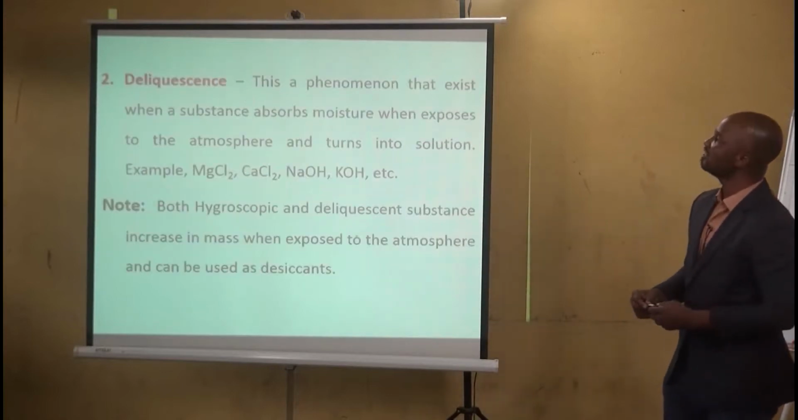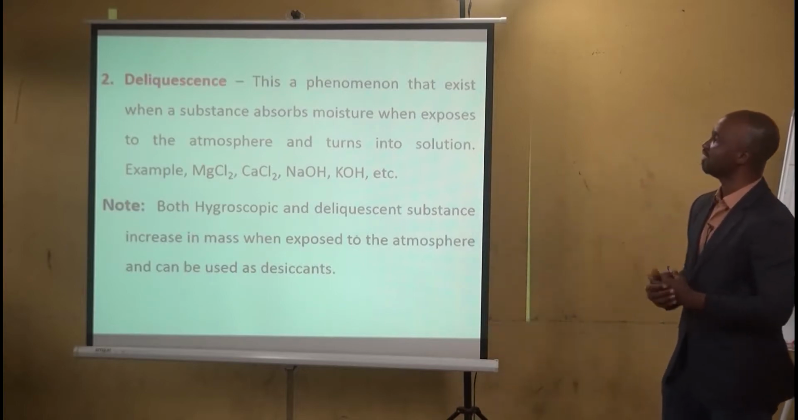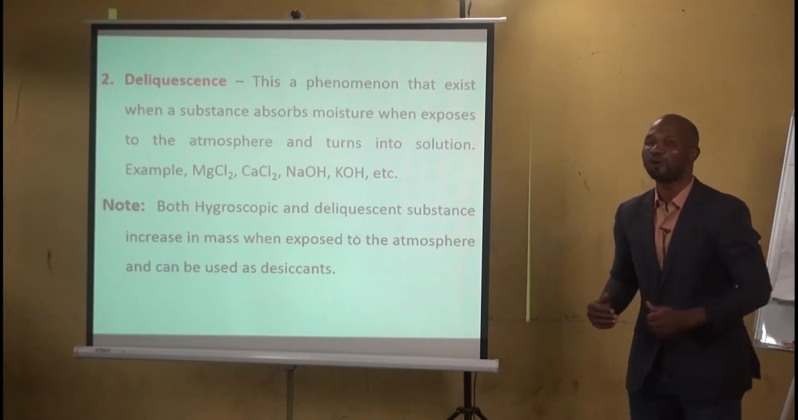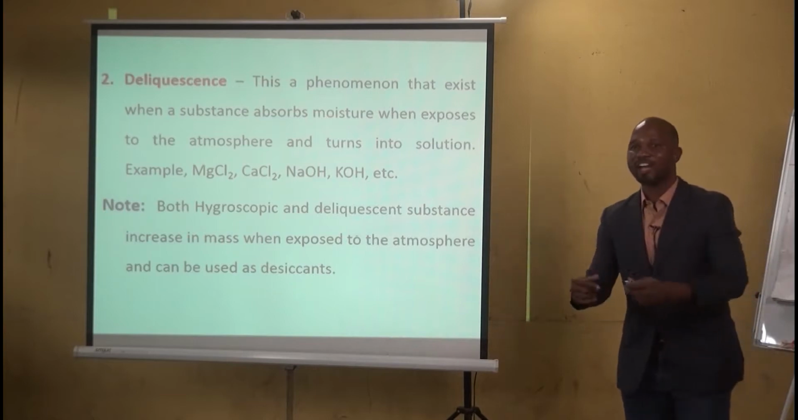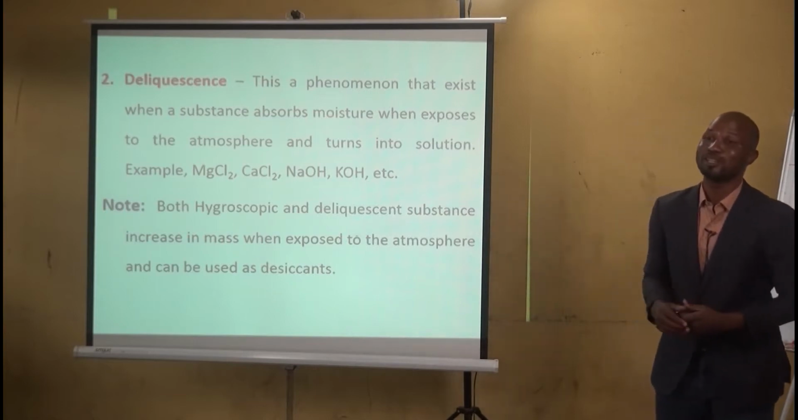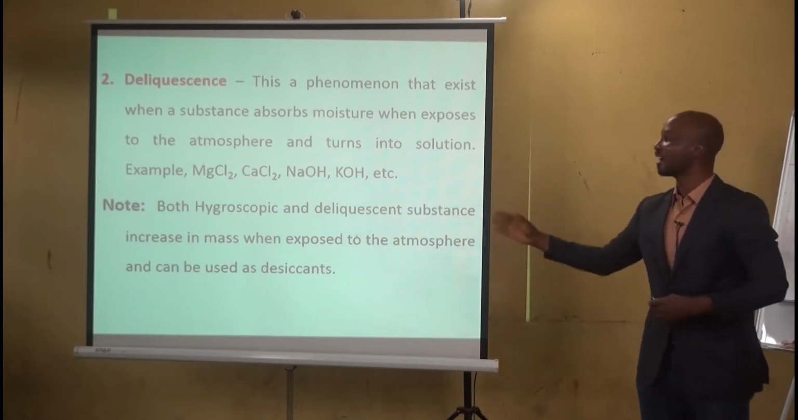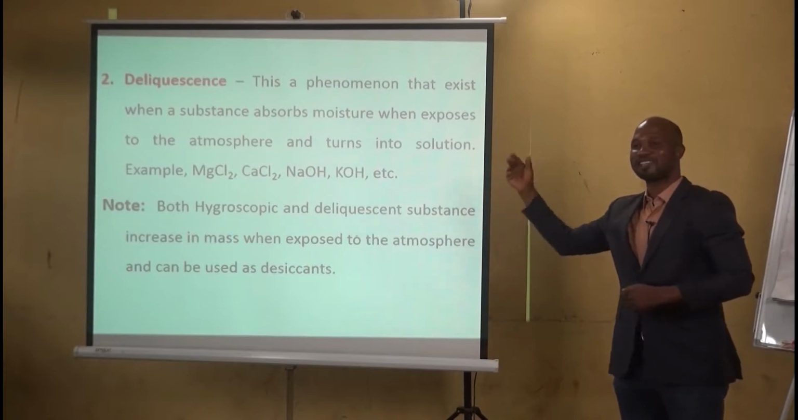The next one is deliquescent. Deliquescence is slightly different because it's a phenomenon that exists when a substance absorbs moisture from the atmosphere and turns into solution. Examples are magnesium chloride, calcium chloride, sodium hydroxide, potassium hydroxide, etc.